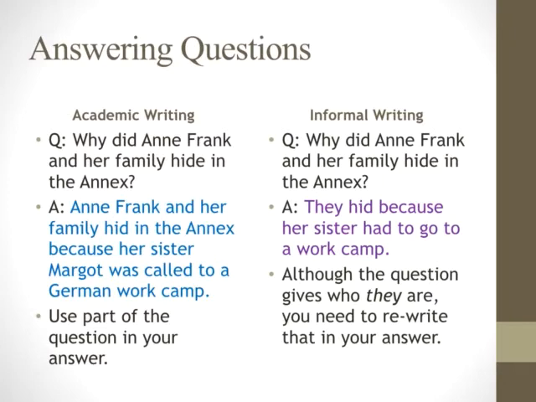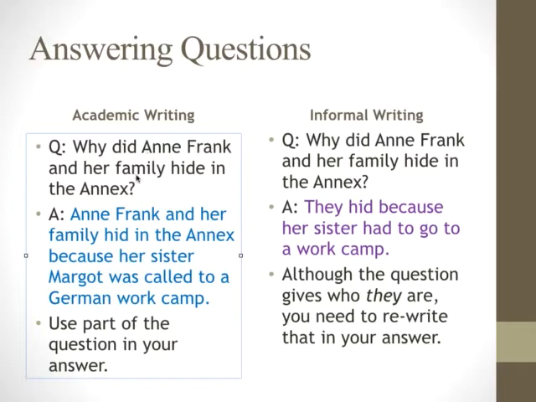So here's an example. Why did Anne Frank and her family hide in the annex? The answer, using part of the question in your answer, would be Anne Frank and her family hid in the annex because her sister Margaret was called to a German work camp. So as you can see, I took part of that question and put it into my answer, which is what I want you to do. In informal writing, you would answer something like this. They hid because their sister had to go to a work camp.